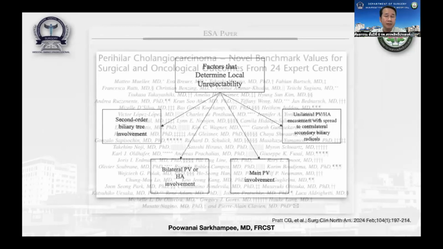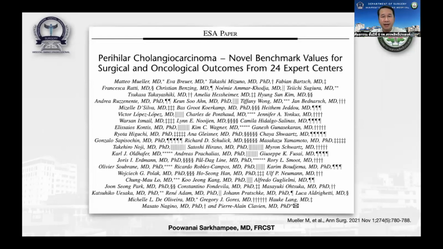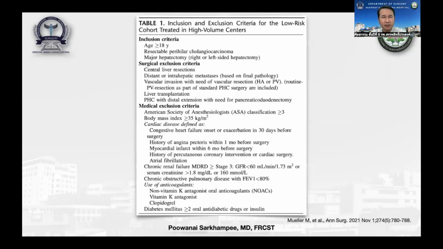And nowadays we have a perihilar cholangiocarcinoma benchmark. I will show you. This is the benchmark kit. If you look at this paper, the benchmark case is the easy case, no vascular invasion, no HPD. So the benchmark case is the easy case. They exclude the difficult cases.